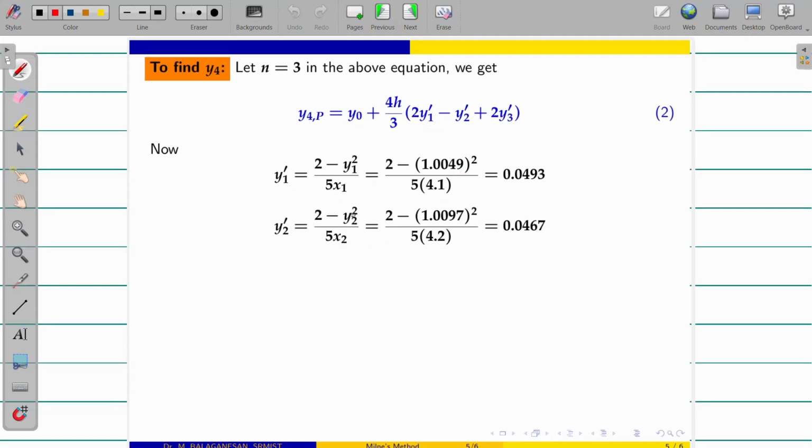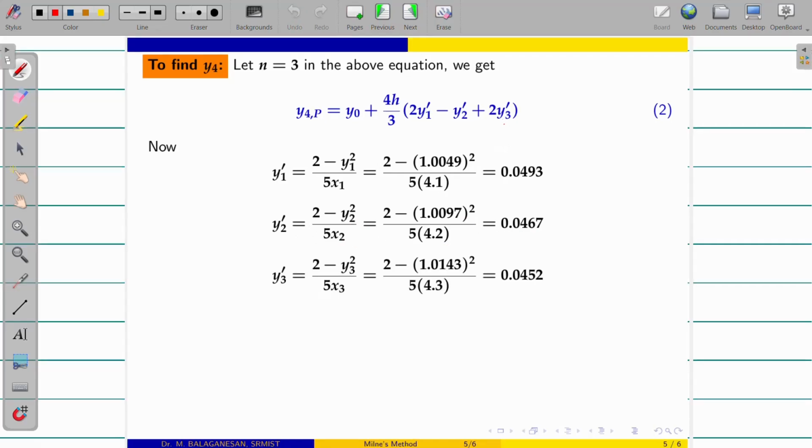Next, y2 dash. Look at that, in the given differential equation, I am substituting y suffix 2 here. Y dash will be this, give suffix 2. Now substitute the x2 value and y2 value, simplify that, you can get y2 dash. Now find y3, because y3 dash we need. Y3 dash is equivalent to giving suffix 3 in the differential equation, we can get that answer. So now we found y1 dash, y2 dash, y3 dash, and y0 is the initial condition they have given.